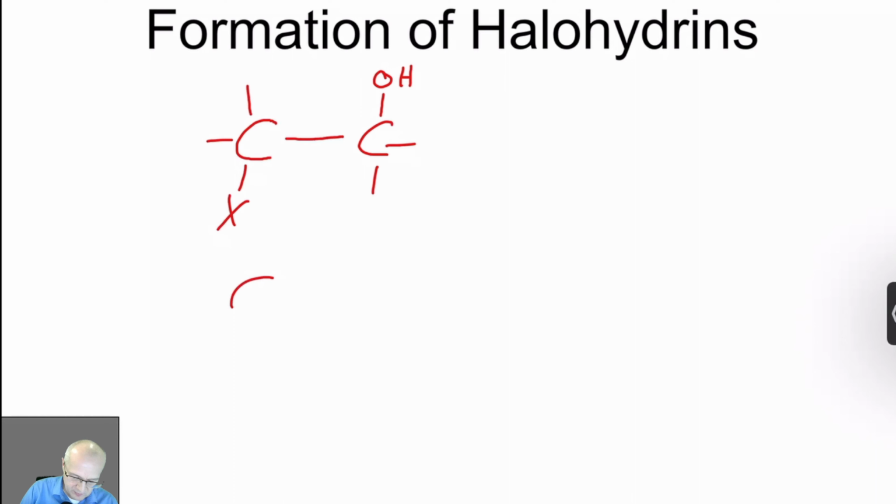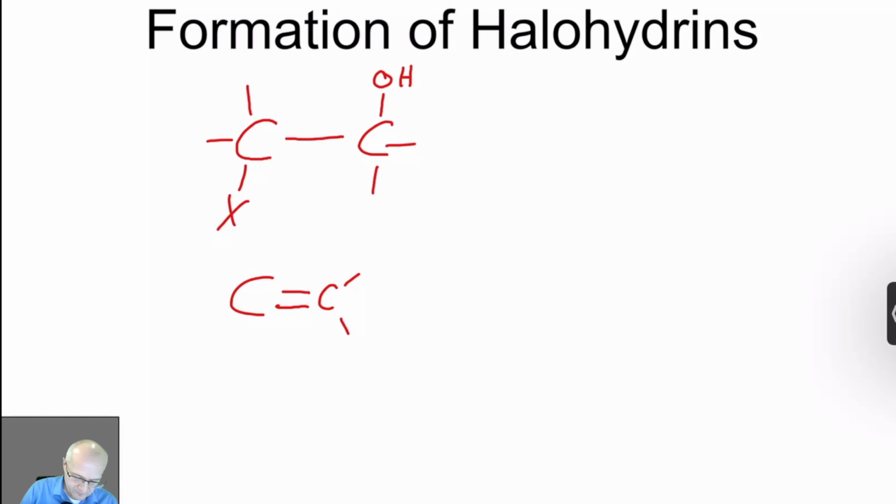Now, halohydrins are simply molecules that kind of look like this. It'd be an X here, and whatever else is here. That's what a halohydrin is. To form those, very simple.